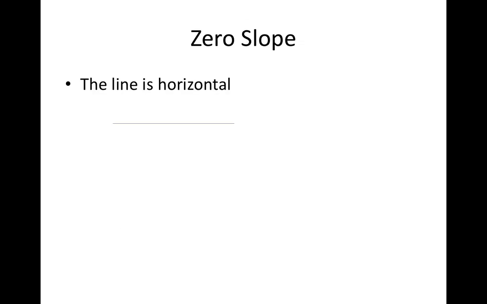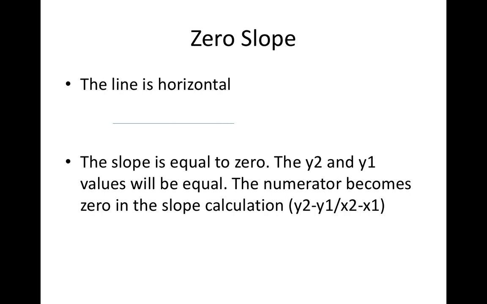0 slope, the line is horizontal. The slope is equal to 0. The y2 and y1 values will be equal. So the numerator becomes 0 in the slope calculation. Therefore, the velocity is also equal to 0. And it means on a position time graph, a horizontal line means the object is not moving.